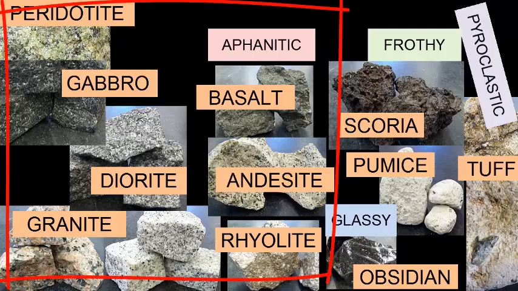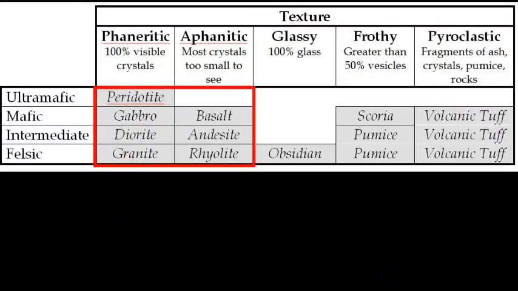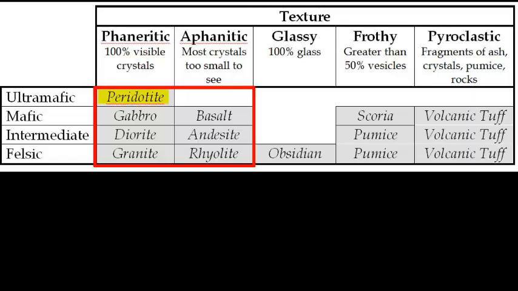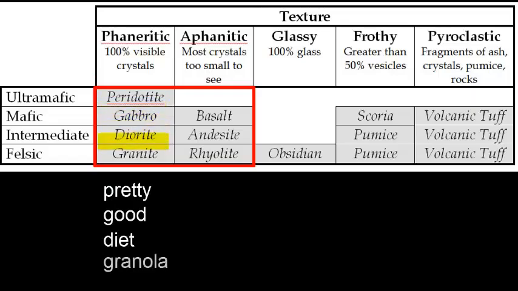And the rest? How do we remember these names? A mnemonic that can help you remember the rest of these names, not the best mnemonic, but it'll do in a pinch, is Pretty Good Diet Granola Bar. Starting with the ultramafic phaneritic rock and working down, we have pretty, peridotite, good, gabbro, diet, diorite, granola, granite, bar, B-A-R, basalt, andesite, rhyolite.